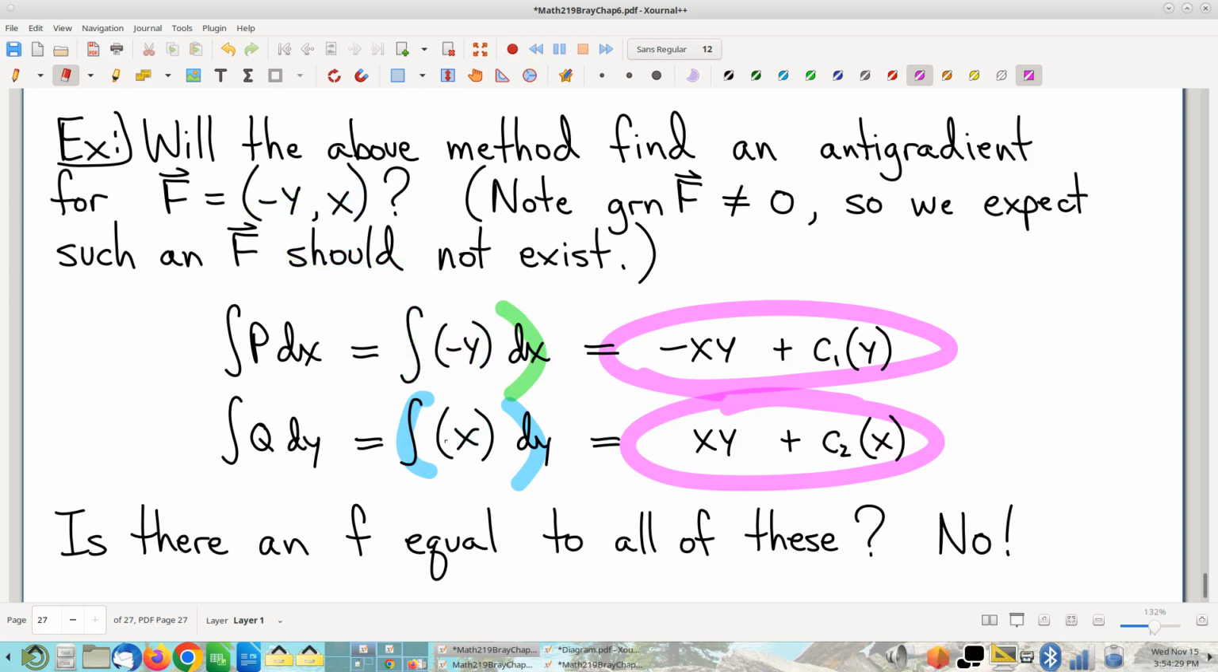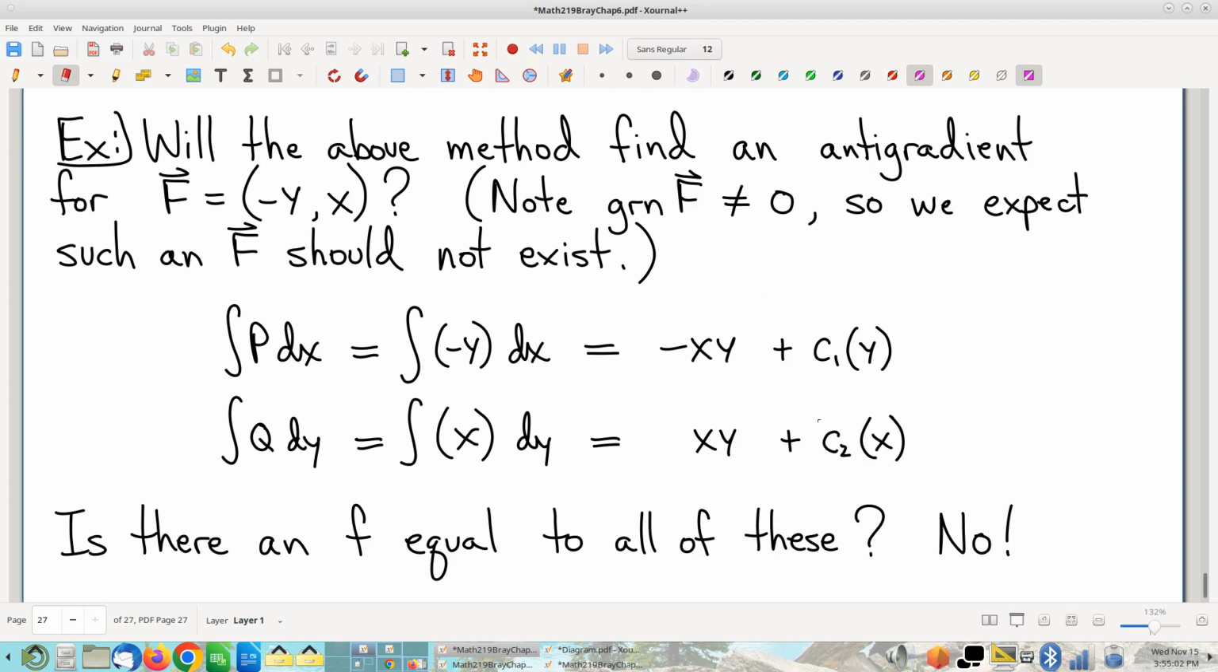Can I find a function that's equal to both of these things? And you're going to lose that game. And it's pretty easy to see how you've painted yourself into a corner, right? In some sense, I need the difference of these two functions to be 2xy, and I just can't, because this is only a function of y, this is only a function of x, and I just can't kind of mix them together. Is that cool?